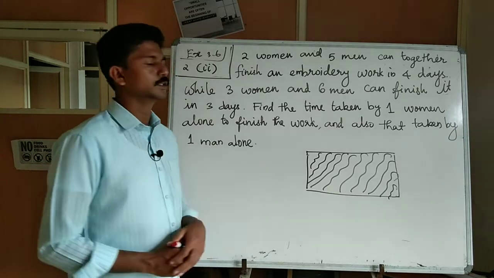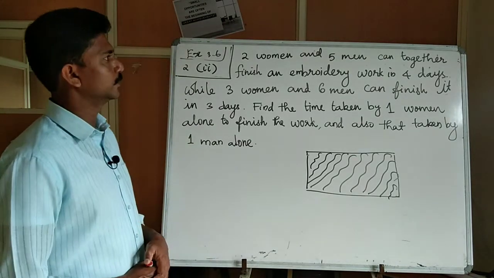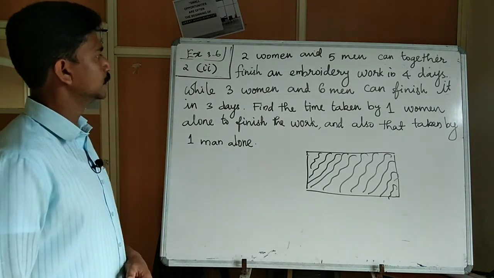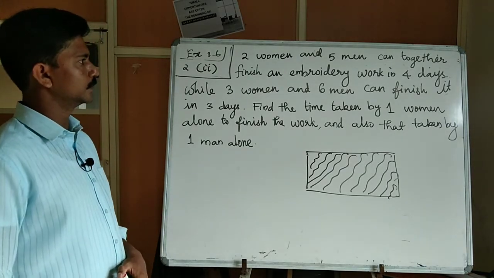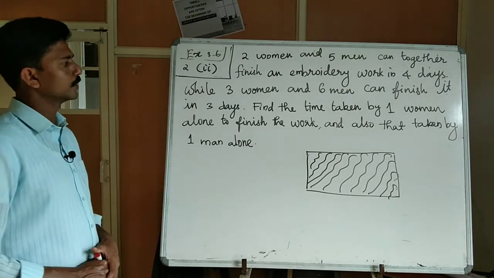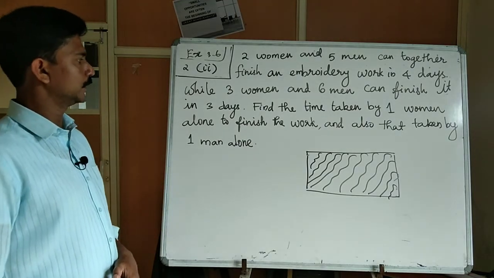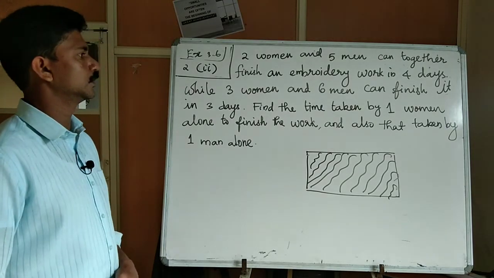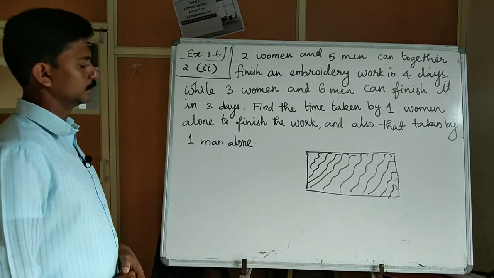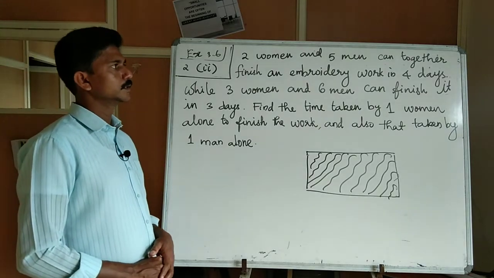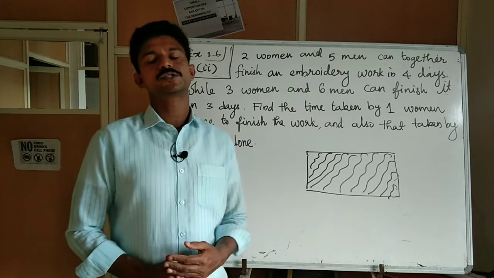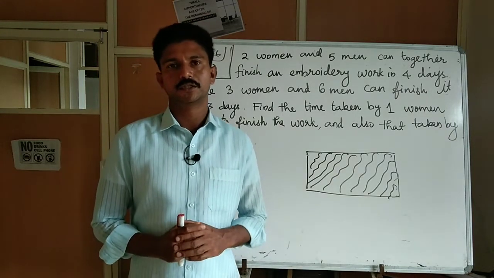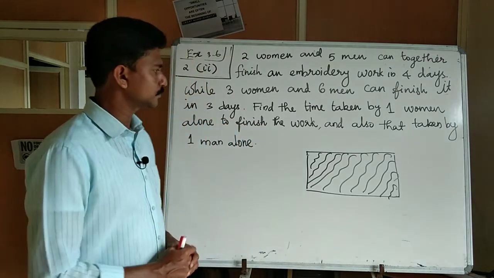The question says: two women and 5 men can together finish embroidery work in 4 days, while 3 women and 6 men can finish it in 3 days. Find the time taken by one man and one woman alone to finish the work, and also that taken by one man alone. So it is an easy question, but we have to understand one particular thing. If you understand that, it is very easy.